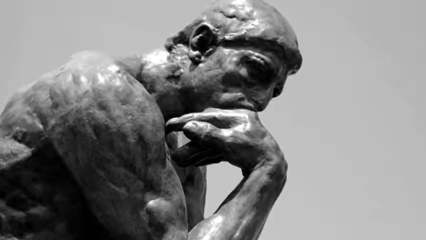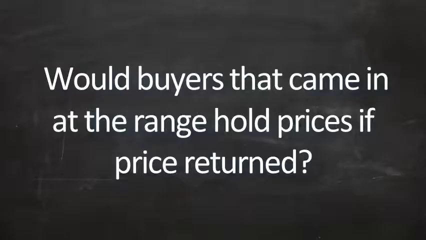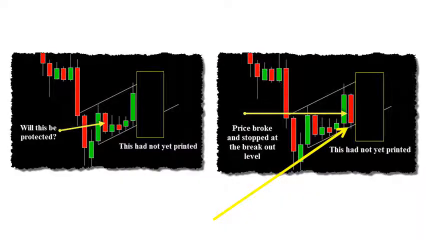Now the expected move has completed. I had to rethink shorting at this time due to structure that was now printed on the chart. Number one, the range prior to the breakout had me wondering if the buyers that came in at the range would hold prices if it returned. After 4 days of pause plus the break, it appears there's strong interest in the buying department. And number two, were sellers absorbed at this level, leaving little selling interest? So given that information, shorts did not appear to be the play at this time.